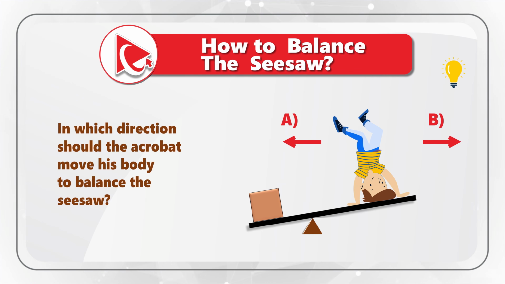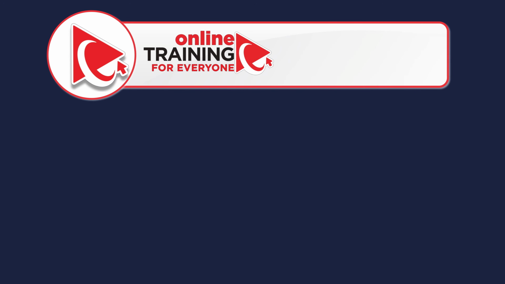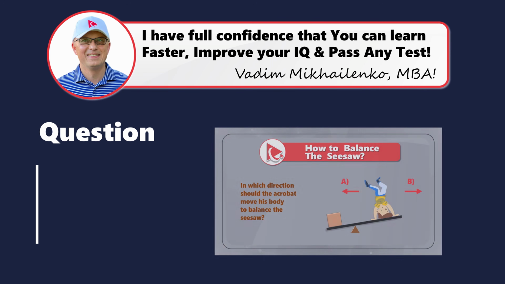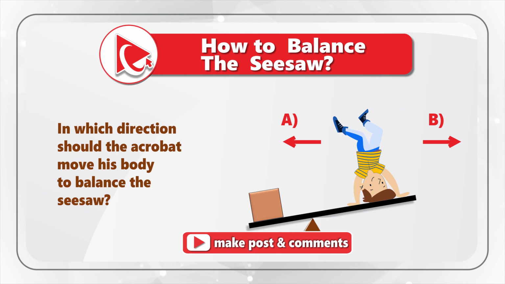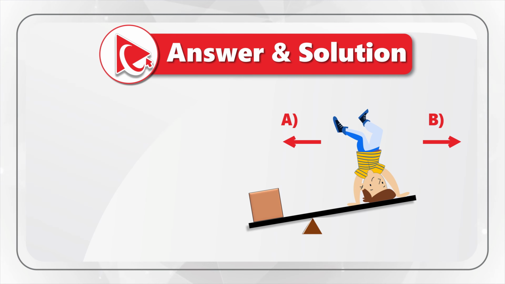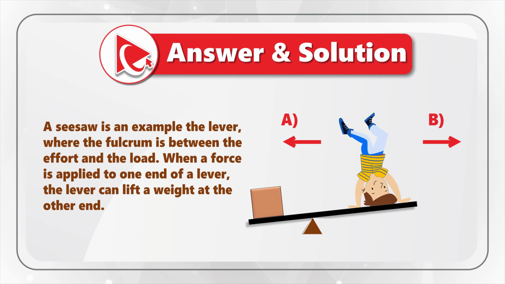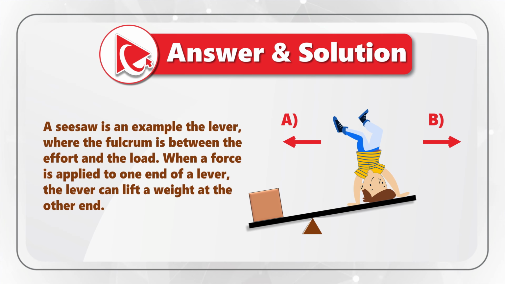Take a close look to see if you can come up with the answer. On my end, I am moving forward to share with you my version of the answer. And obviously, if you have a better way to solve it, please make sure to post in comments. As you might be well aware, the seesaw is an example of a lever, where fulcrum is between the effort and the load. In our example, we have a weight on the left side of the seesaw and acrobat on the right side of the seesaw.